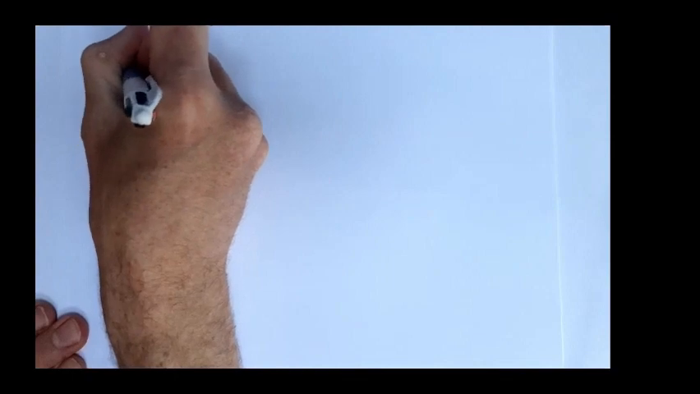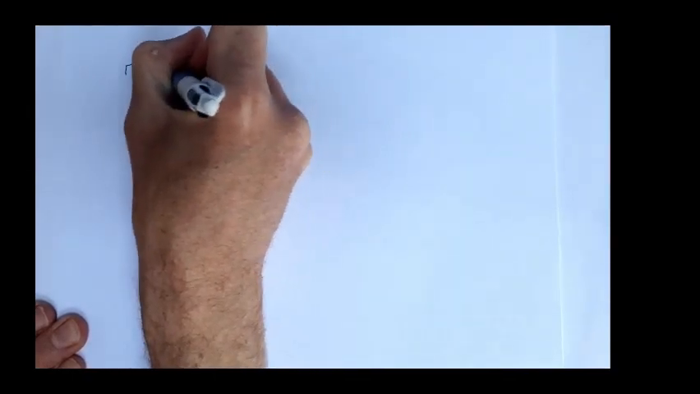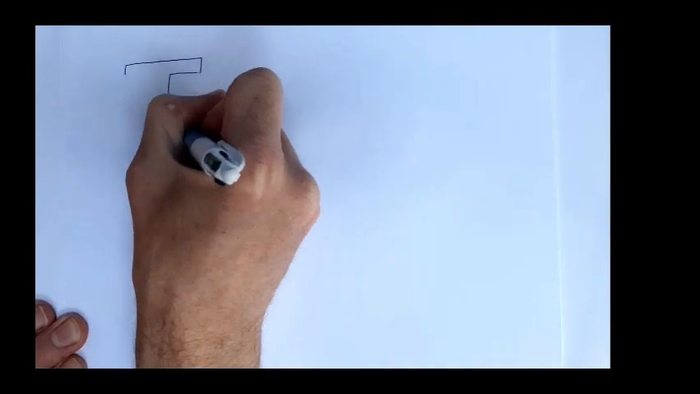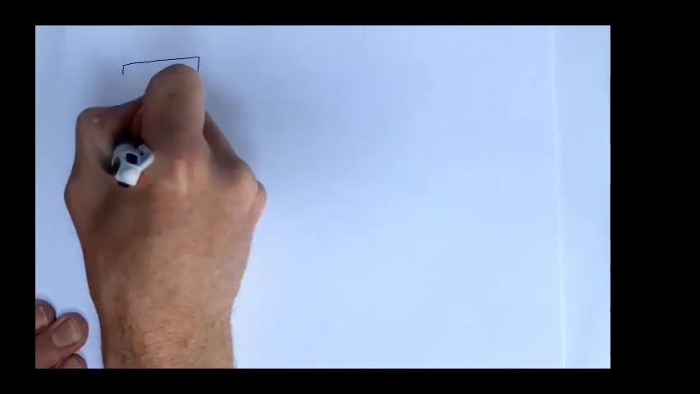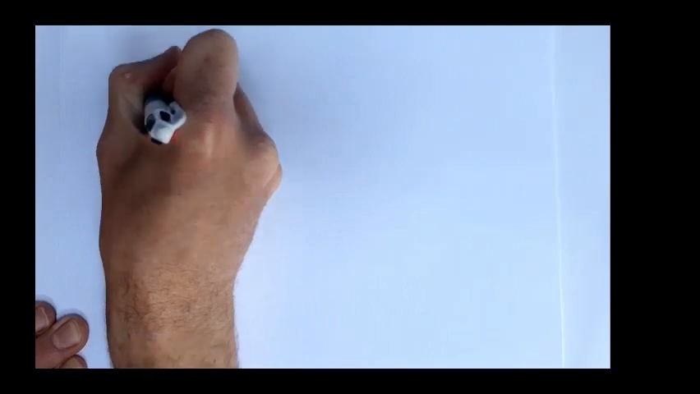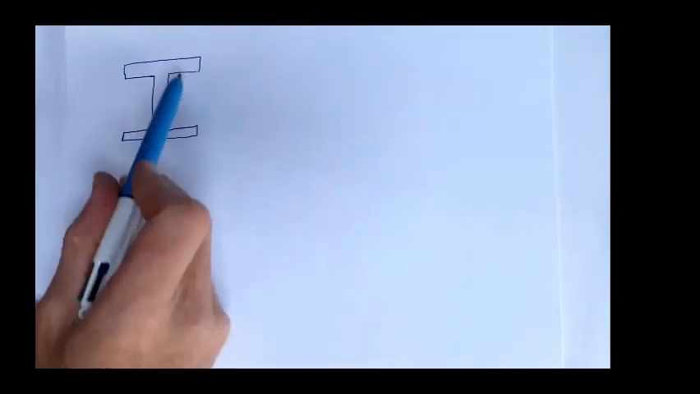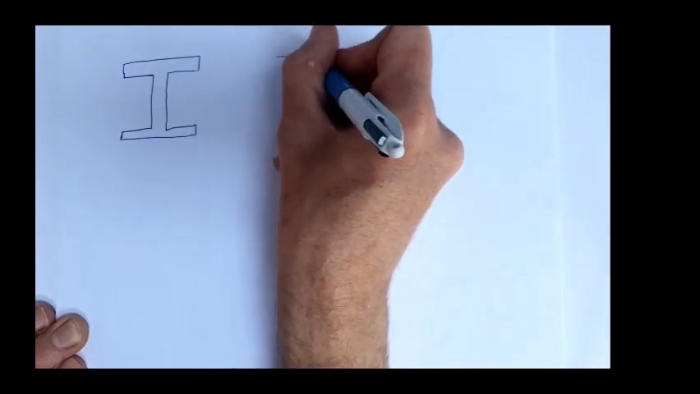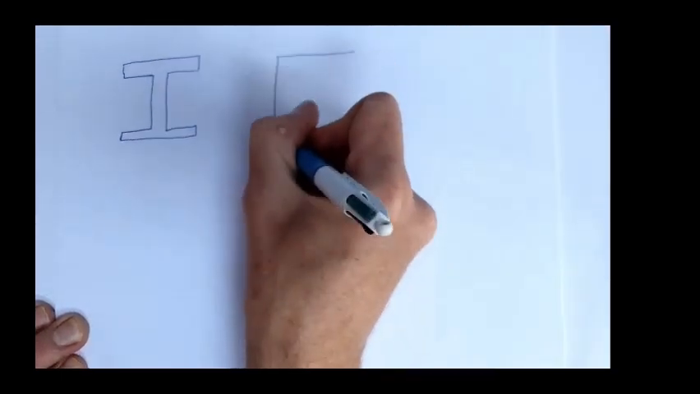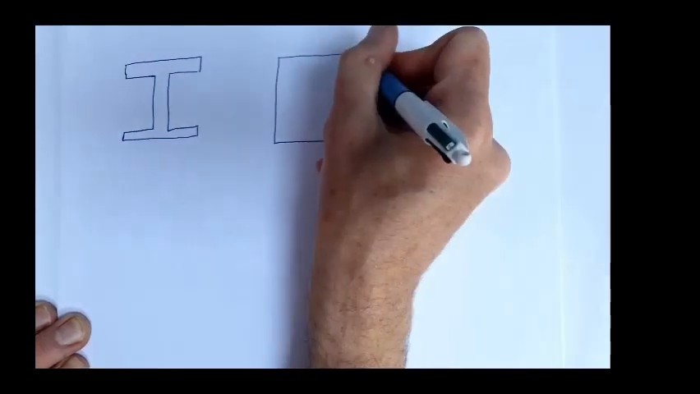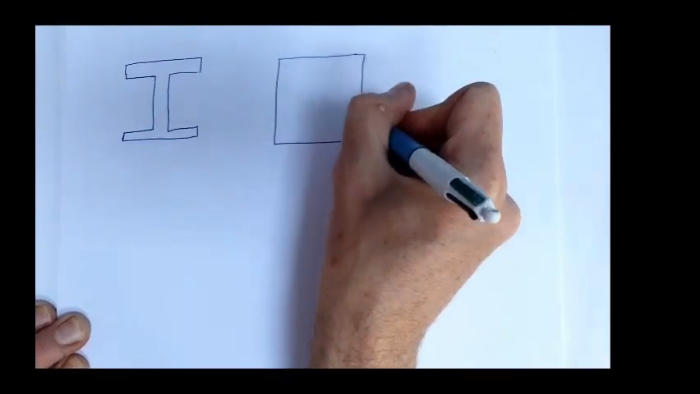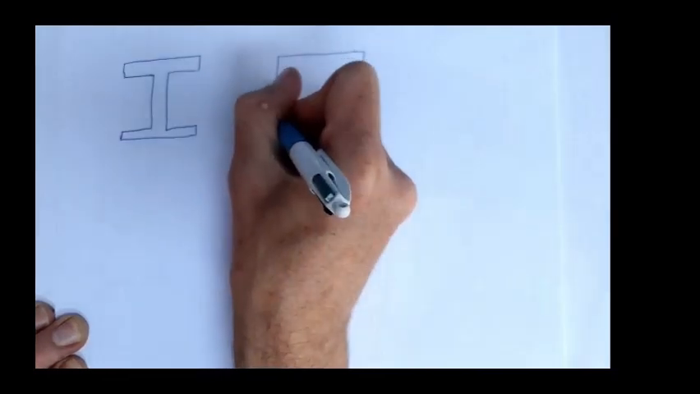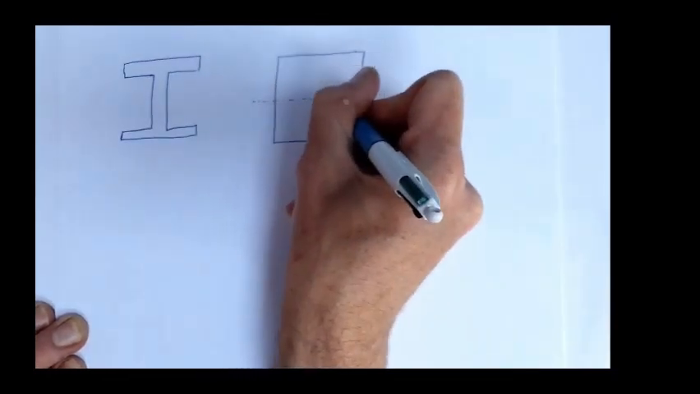Let's think about an I-beam. So we've got an I-beam which looks something like that. We can use the principle of superposition to calculate the second moment of area of that I-beam. If we calculate the second moment of area of this rectangle, the outside rectangle, around the neutral axis, and we know how to do that, it's BD cubed over 12.